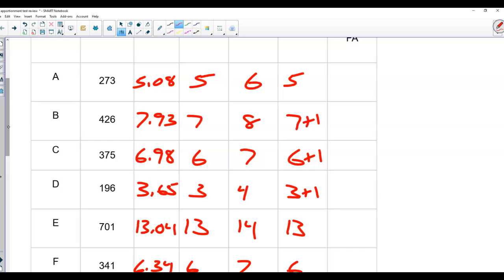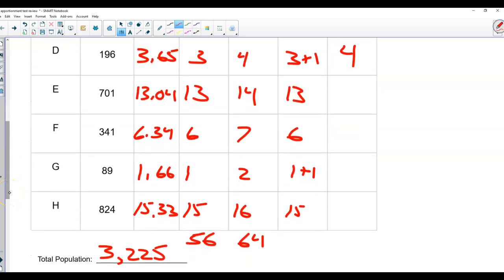And my final answer is whatever my initial apportionment column says plus the extra reps. 7 plus 1 is 8, 6 plus 1 is 7, 3 plus 1 is 4, 13, 6, 1 plus 1 is 2, and 15.